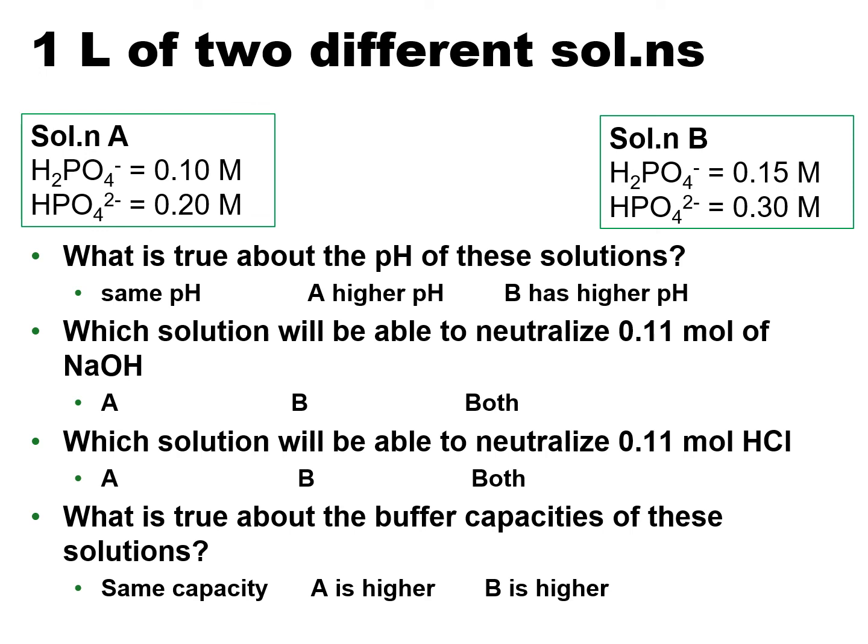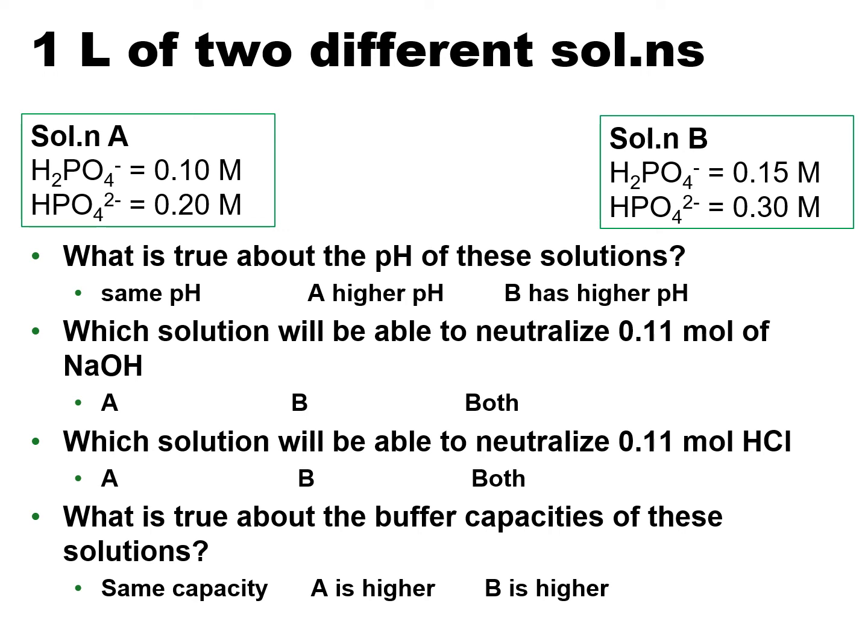We have 1 liter of each of these two different solutions. Solution A is 0.10 molar in dihydrogen phosphate and is 0.20 molar in monohydrogen phosphate. So this phosphoric acid is a triprotic acid. So it could lose 1, 2, or all of the 3 hydrogens, so you can have multiple salts. And it's important because the monohydrogen dihydrogen phosphate buffer is one of the buffers in the mammal's blood.